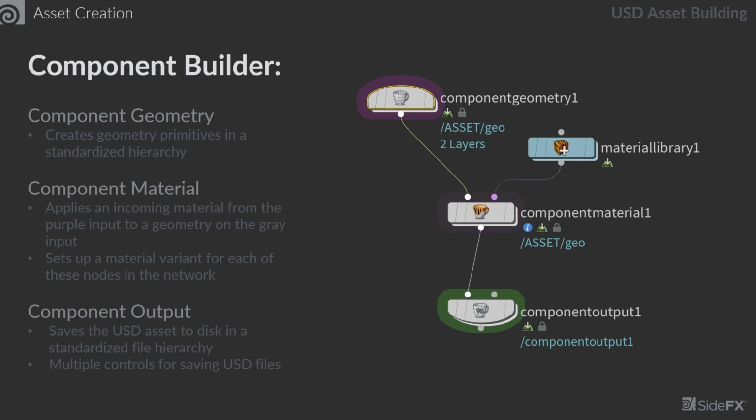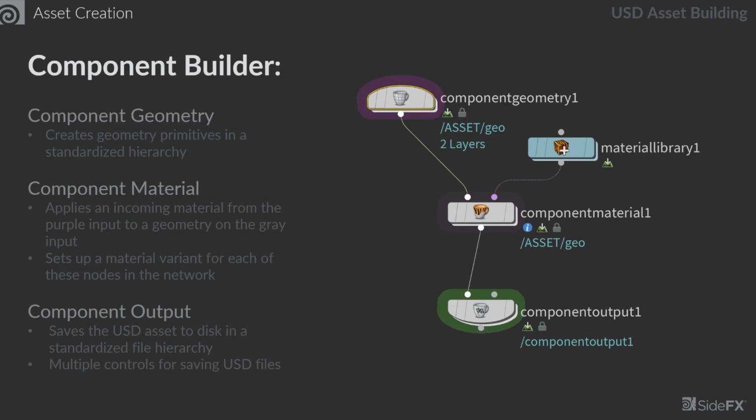So the first one is the component geometry node. What that does is it has a SOPNet inside of it where we actually can set up different geometries to work as our render, proxy, and sim proxy files. So we jump in there, work in a SOP network, create our geometry the way we want it to, and then that automatically brings that up in the correct hierarchy for USD and for Solaris.